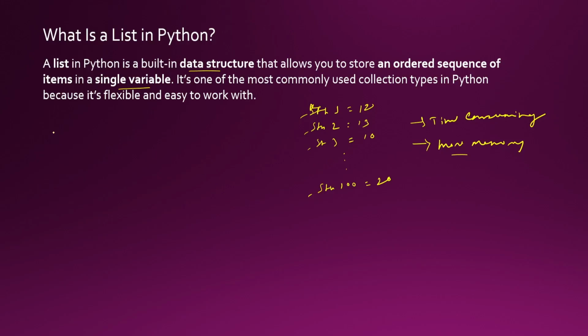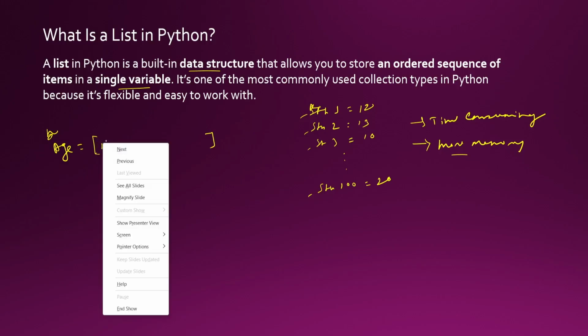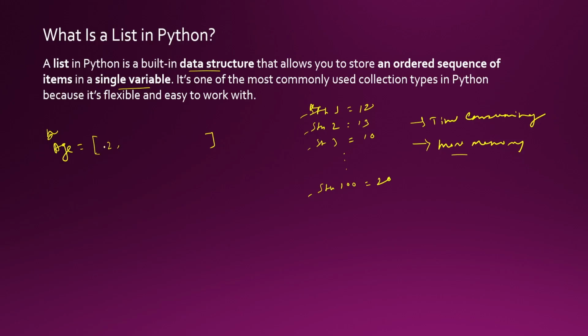We need to create one list, that is we just need to create one variable, suppose age variable. And how do we create a list? Just by putting square brackets. Now in this list we have to mention all our ages one by one, separated by commas. Now first is 12, then 13, then 10, then so on, and finally 20.